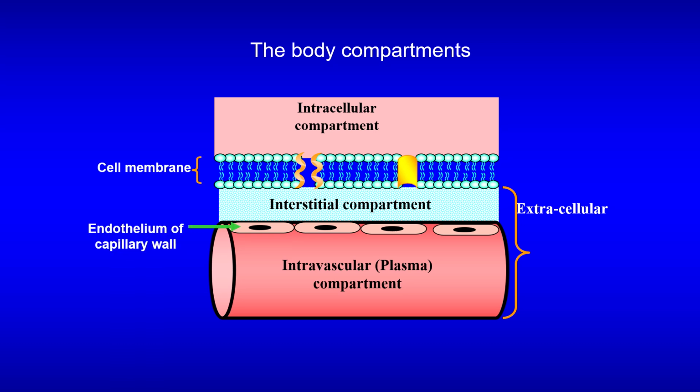The cell membrane and the endothelium of the capillary wall act as selective barriers, influencing drug movement between these compartments. Understanding these compartments is key to understanding drug distribution in the body.